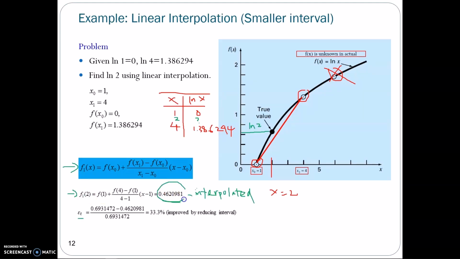When we compare this interpolate result with the true answer here, which is ln 2, we obtain the true percent relative error to be 33%. So it means that by reducing the interval, the accuracy of the solution can be improved. Where you can see the interpolate result is closer to the true answer here, which indicates the reduction of error.